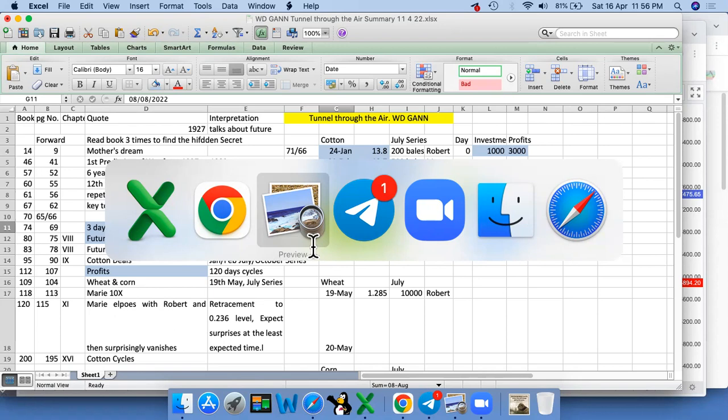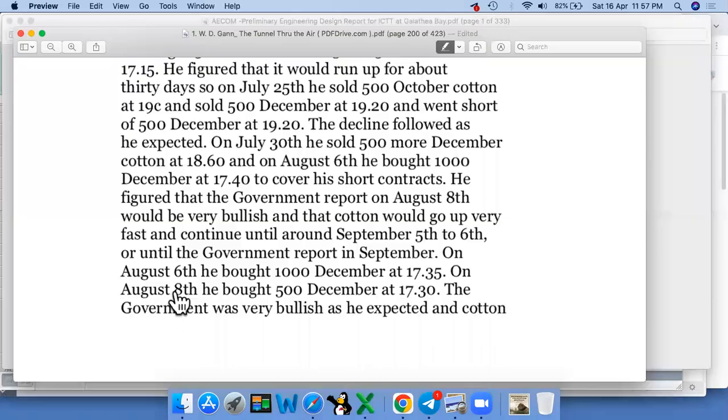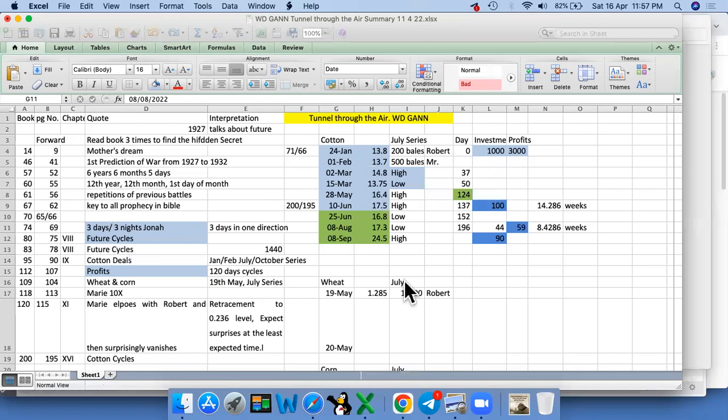He figured that the government report on 8th of August would be very bullish and that cotton would go up very fast and continue until around 5th and 6th of September, until the government report in September. On August 6, he bought 1000 December at 17.35 and on August 8, he bought 500 December at 17.3. So 17.3 was a low on 8th of August, right? So we have 8th of August, which was again a low, and this low was at 17.3.